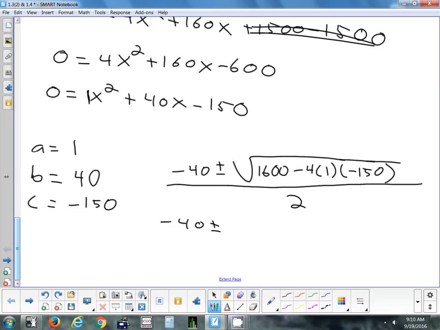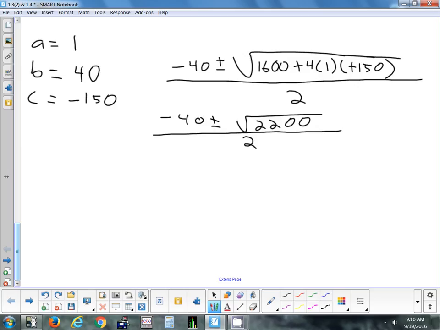All right, so looking at what's under the square root, I notice I'm subtracting a negative. So whenever you subtract a negative, it becomes a positive. What's 4 times 1 times 150? Yep, that's 600. And 600 and 1600 is how much? 2200. Now, can I divide everything by 2 here? Yes. 40 divided by 2 is 20, and 2,200 is 1,100.